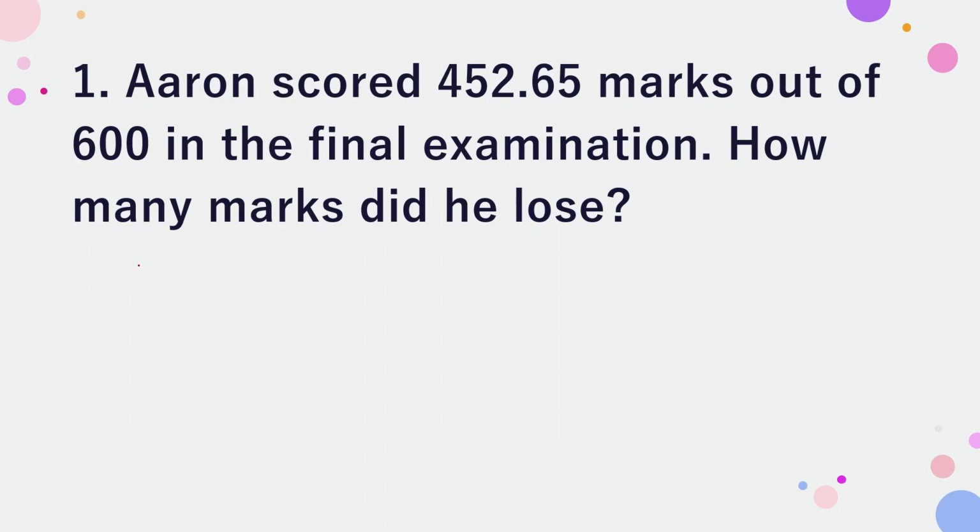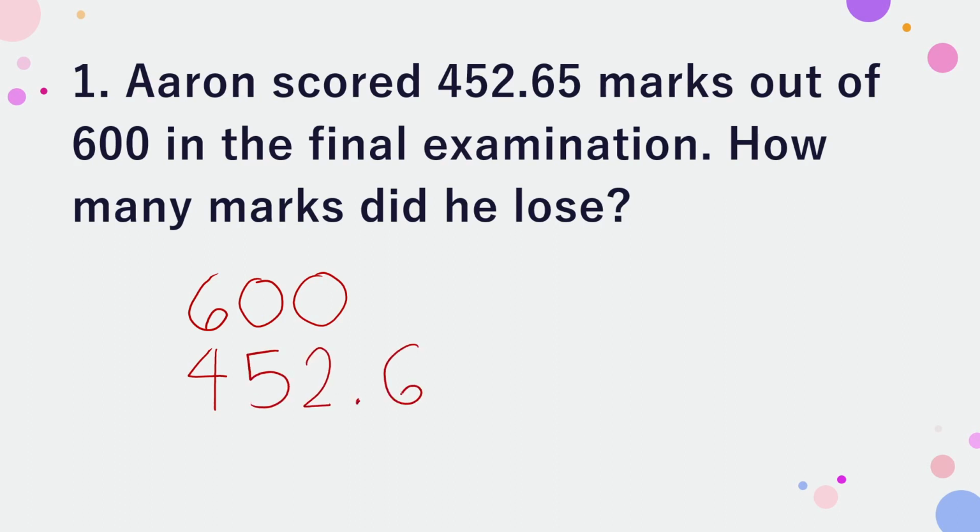So I'm going to write 600 first. Then how do I write 452.65? The 4 goes under the 6, then 4, 5, 2.65. We subtract them. Now, my question is this. Am I going to bring down 6 and 5? Yes, sir. Are you sure I can bring down 6 and 5? No, I cannot. Minus zero, I cannot. That's correct.